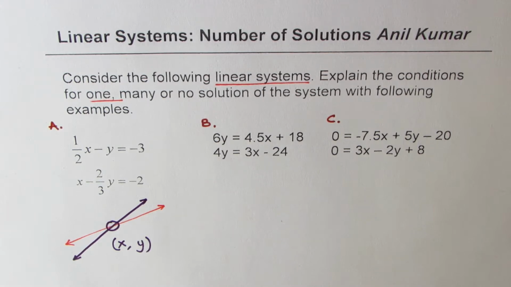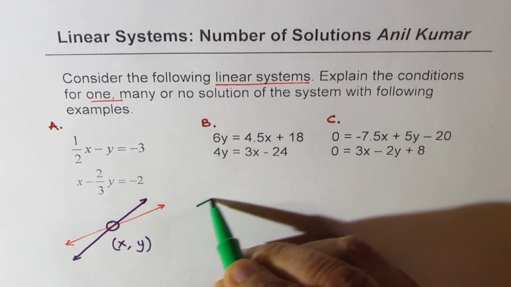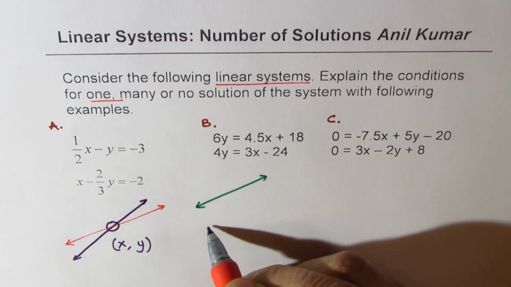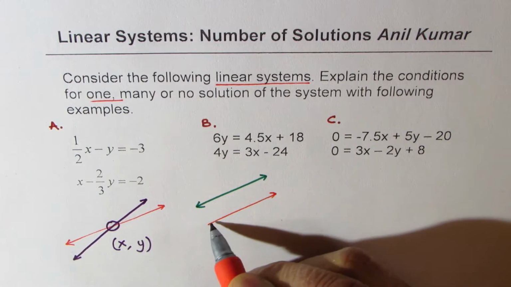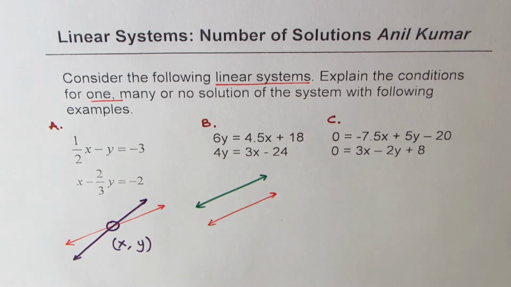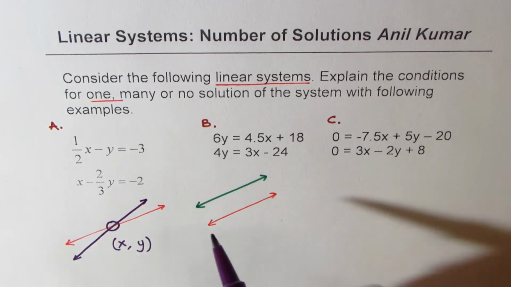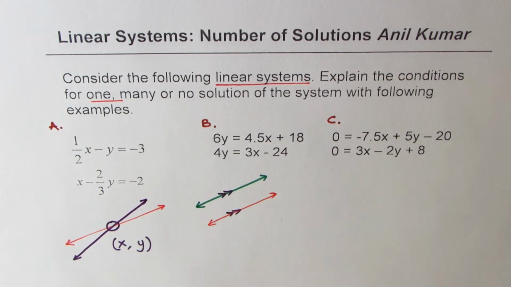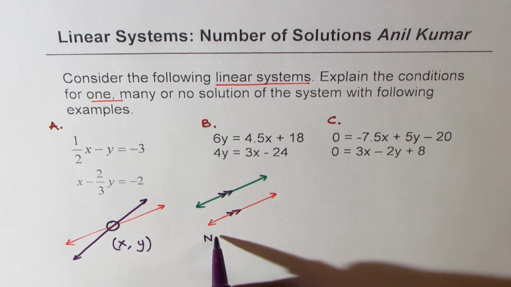If the lines are parallel, in that case, we do not get any solution. For example, we could have a situation where the two lines are parallel, right? So in this case, if we have two lines which are parallel, in that case, we have no point of intersection and we have no solution.